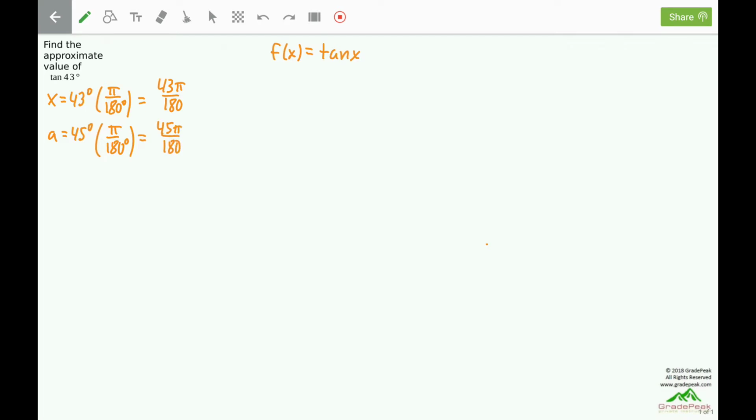They're both divisible by at least a 9. 45 divided by 9 will be a 5, and 180 divided by 9 will be a 20. It looks like they're divisible by a 5 as well. 5 divided by 5 is 1, pi over 20 divided by 5 is 4.